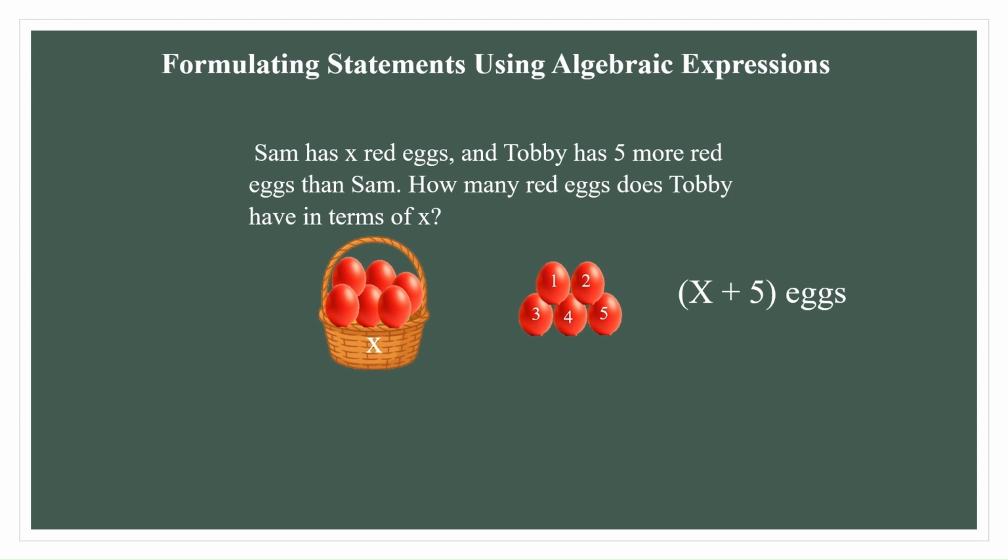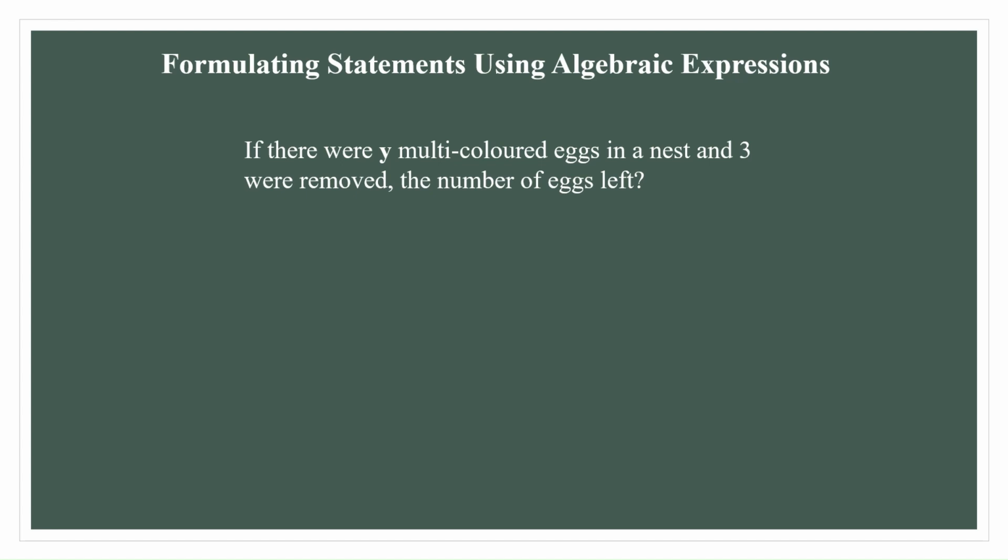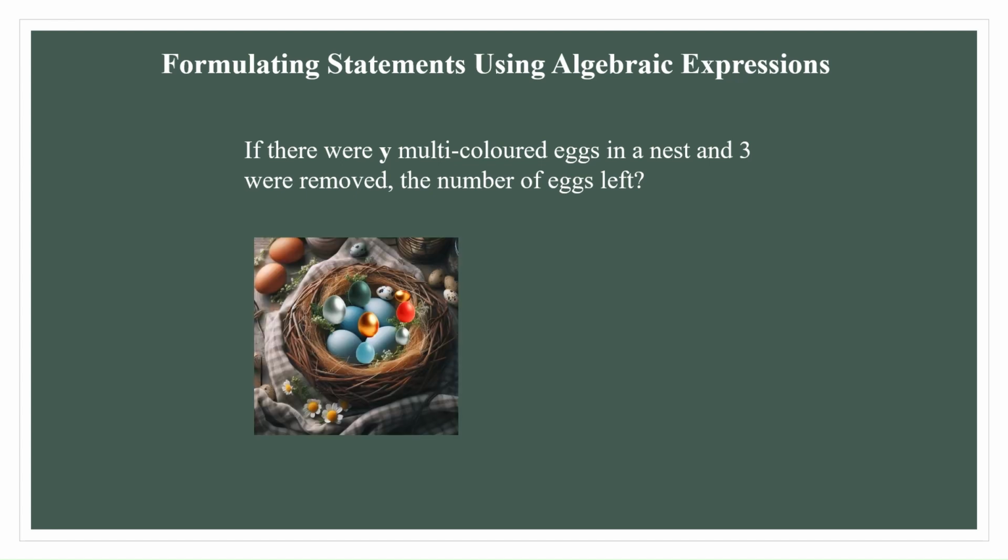Now the second question is, if there were Y multicolored eggs in a nest and 3 were removed, the number of eggs left? A very easy question. Yes, the answer is Y minus 3 eggs.